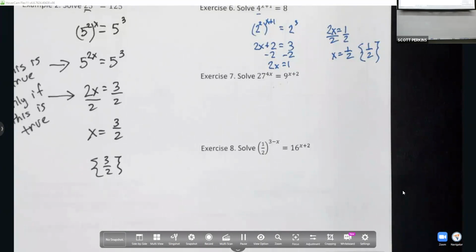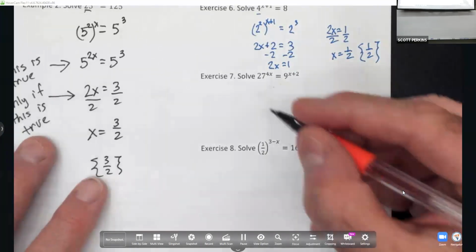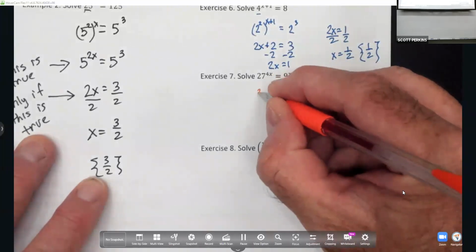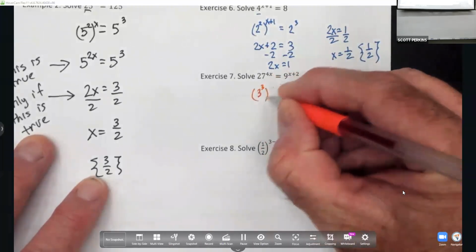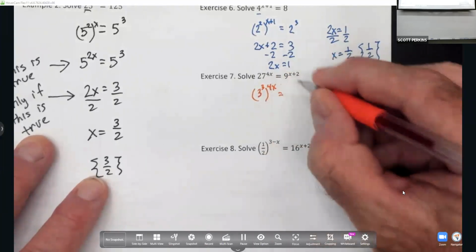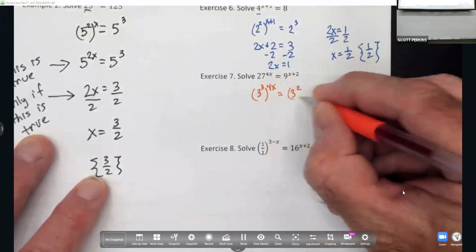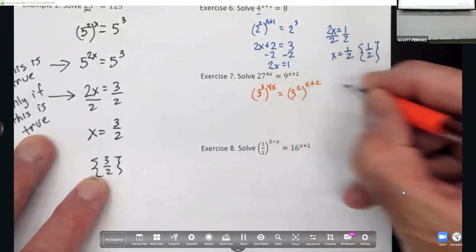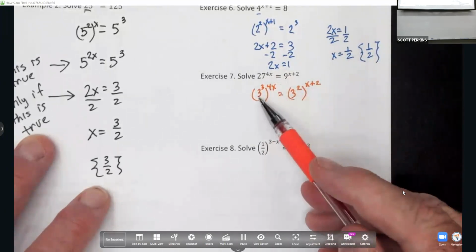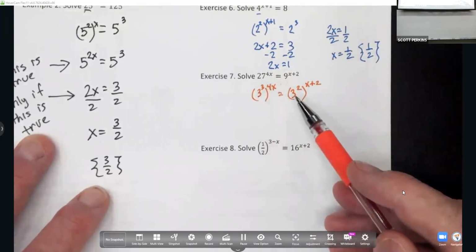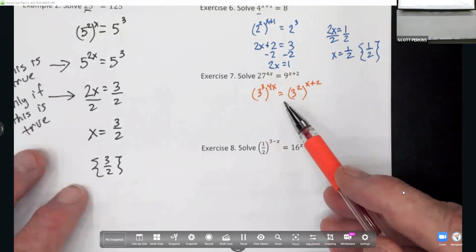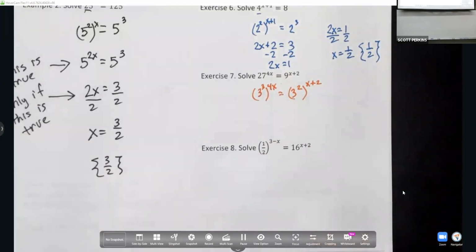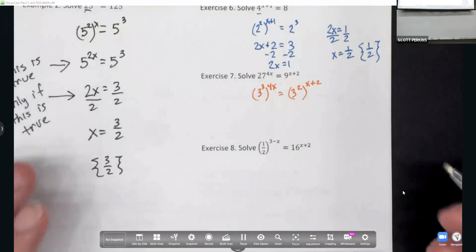27 and 9 can both be written as powers of what base? 3. Okay, so 27 is 3 to the 3rd power. And then 9 is 3 to the 2nd power. Now, you don't have to write the things in parentheses. If you are fully adept at doing the multiplying right away, skip that step if you're capable of it. But if that's a stumbling block, then just write it down. It only takes a second.